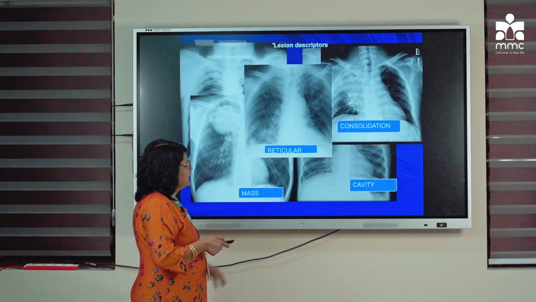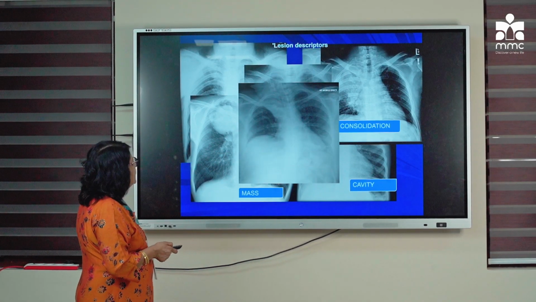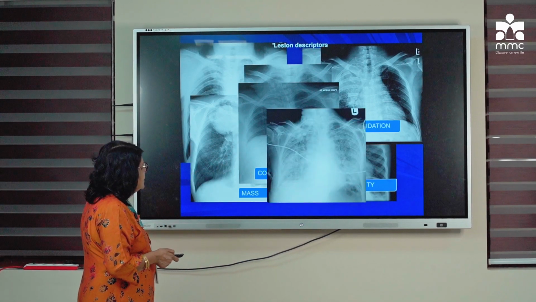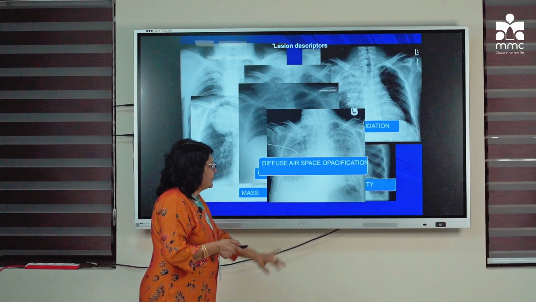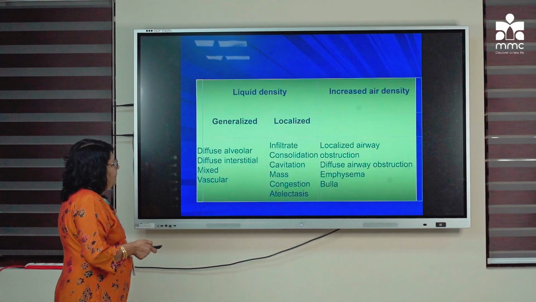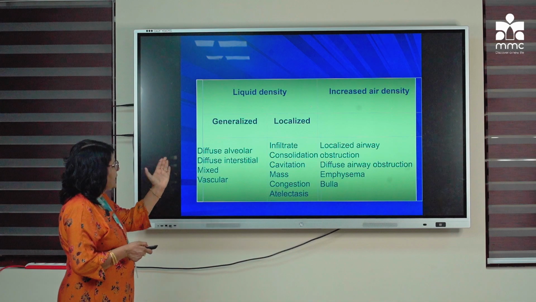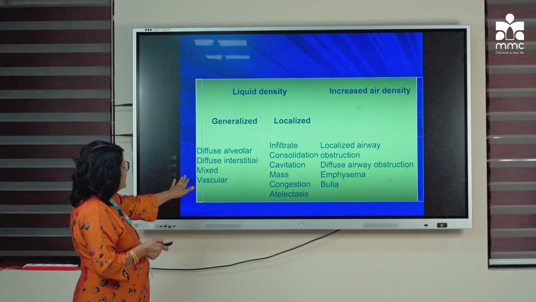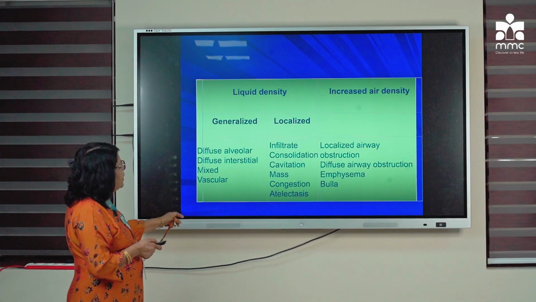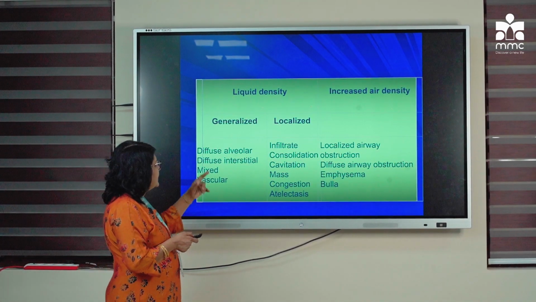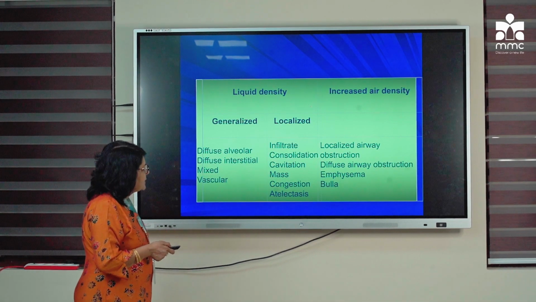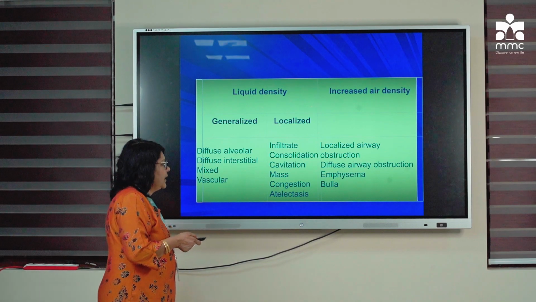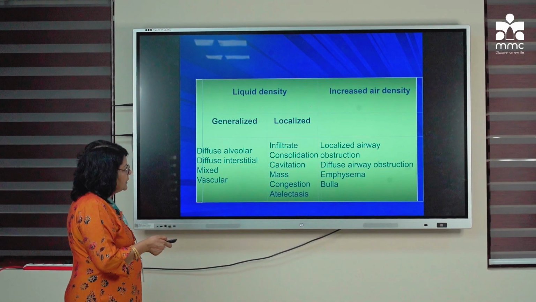And there is a patchy opacity with air bronchogram seen in consolidation. Collapse is when you have elevation and loss of volume, loss of aeration. Then you have diffuse airspace opacity in pulmonary edema. Okay, so you have liquid densities and increased air densities. It can be generalized or localized. You can see generalized in diffuse alveolar, interstitial or vascular disease. It can be localized when it is infiltrate, consolidation, cavity, mass, congestion, or atelectasis, or it can be due to increased air in chronic obstructive airway disease like emphysema, or it can be a bulla.